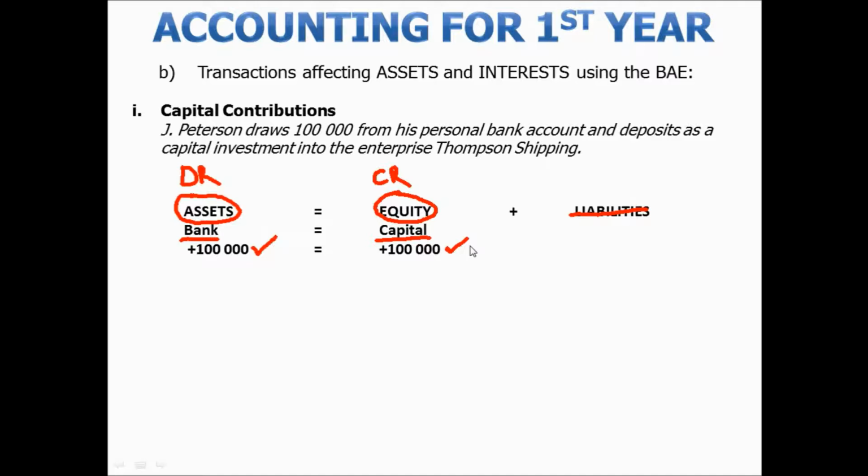And then, of course, we need to remember that when entering these into the ledger, we must always indicate the date of the transaction, indicate the name of the contra ledger account, which in this case, under bank, we would make a reference to capital, and under capital, we would make a reference to its contra ledger account, in this case being bank. And then we must always indicate the folio number of the subsidiary journal.